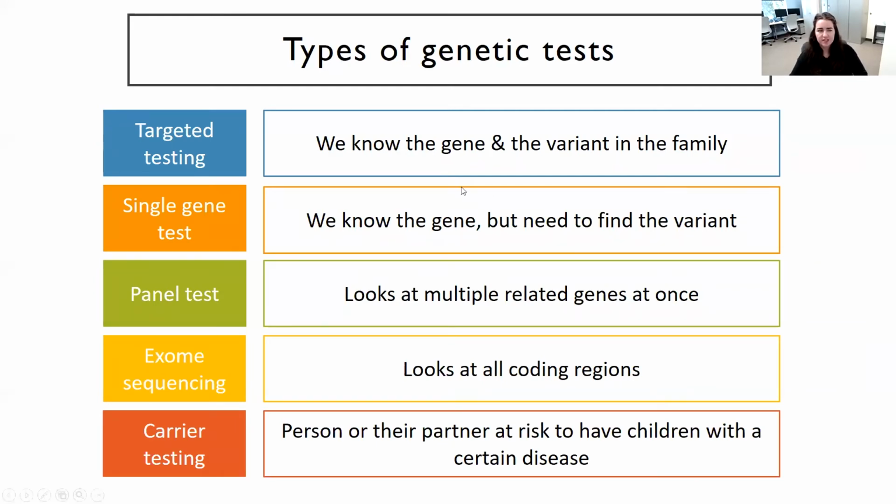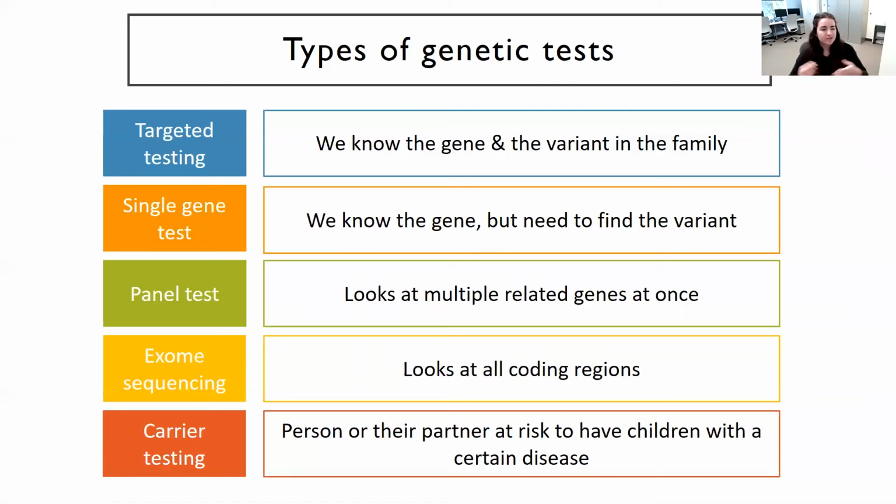If we don't know what the gene change is, but we know what gene, for example, if you say, I have a family member with Duchenne, but I don't have a copy of their test report, I don't know exactly what their deletion was, we could do what we call single gene testing, where we just look at the DMD gene.